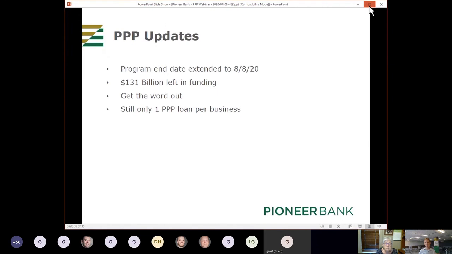That takes care of the application. Before we get to the question and answer area, I do want to give a couple of PPP updates. Previously the deadline for applying was June 30th. That got extended to August 8th, and the reason is there's still $131 billion in funding left.